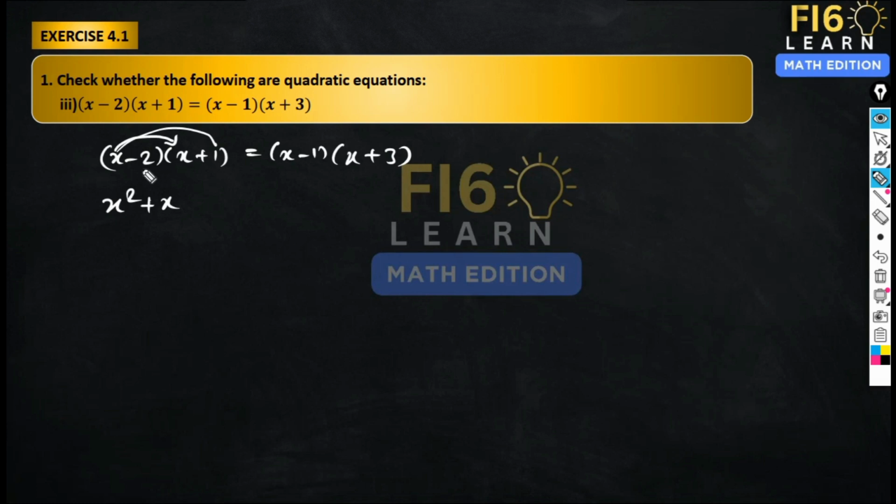And then we have to multiply the minus 2 with the x and 1. So minus 2 into x is minus 2x. Minus 2 into 1 is minus 2.